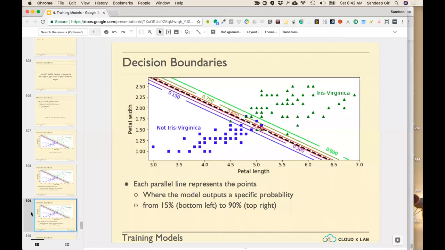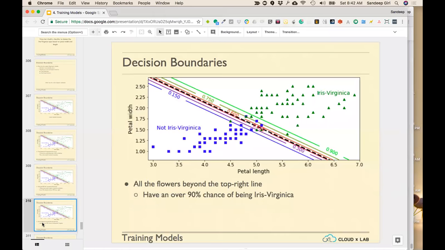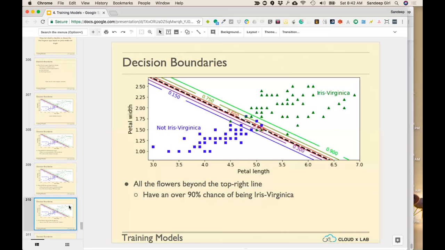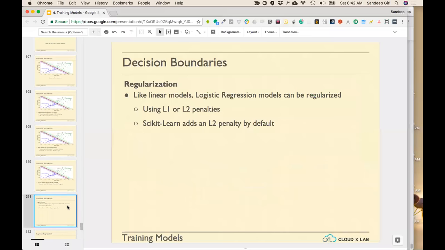So that's the significance of this kind of graph. All the flowers beyond the top right line have over a 90% chance of being okay. So yeah, we have already talked about that.